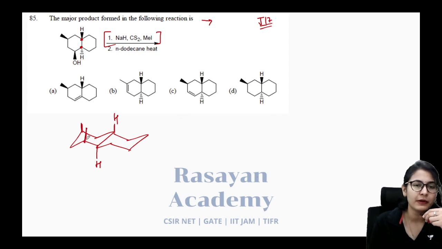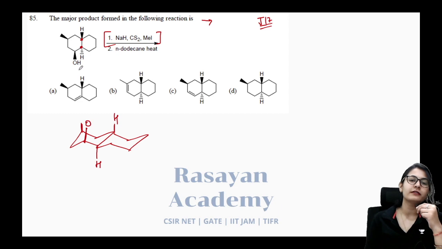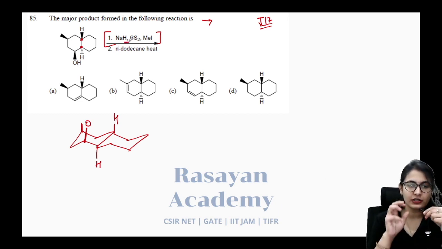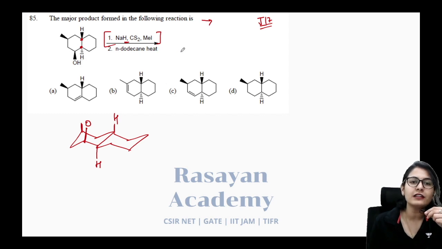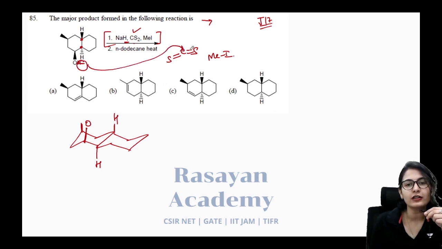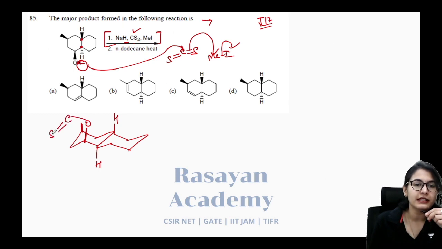This oxygen is above, so I'm writing the O above. What will happen in the presence of NaH? The hydride base is going to remove the proton on the oxygen, and then the O minus is going to attack the carbon disulfide, which attacks the methyl iodide like this. So you will get the xanthate, SMe, just like this.